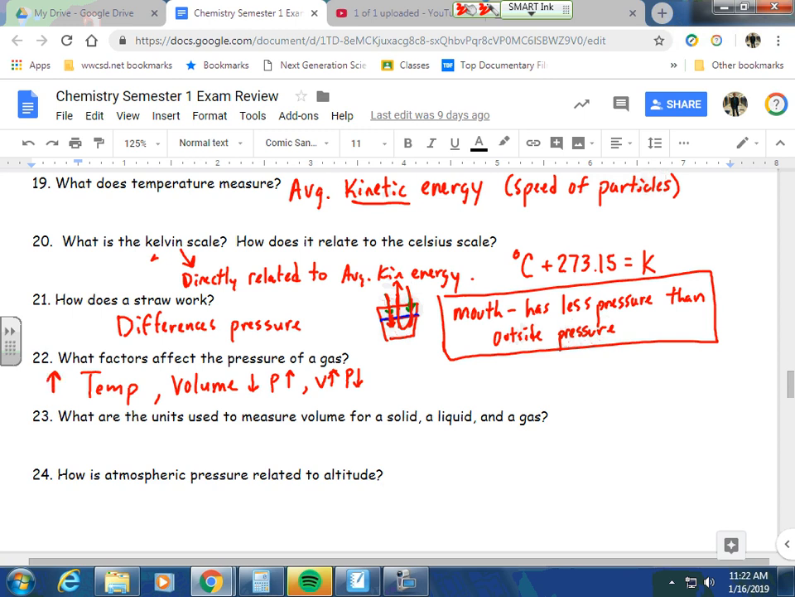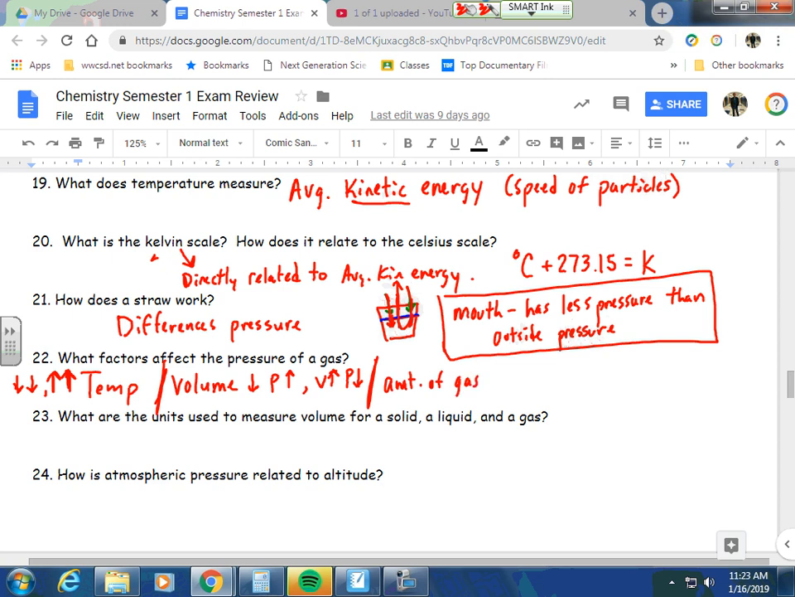With temperature, remember temperature and pressure are a direct relationship. Okay? So if one increases, the other increases. If one decreases, so does the other. All right? We can talk about even the amount of gas.